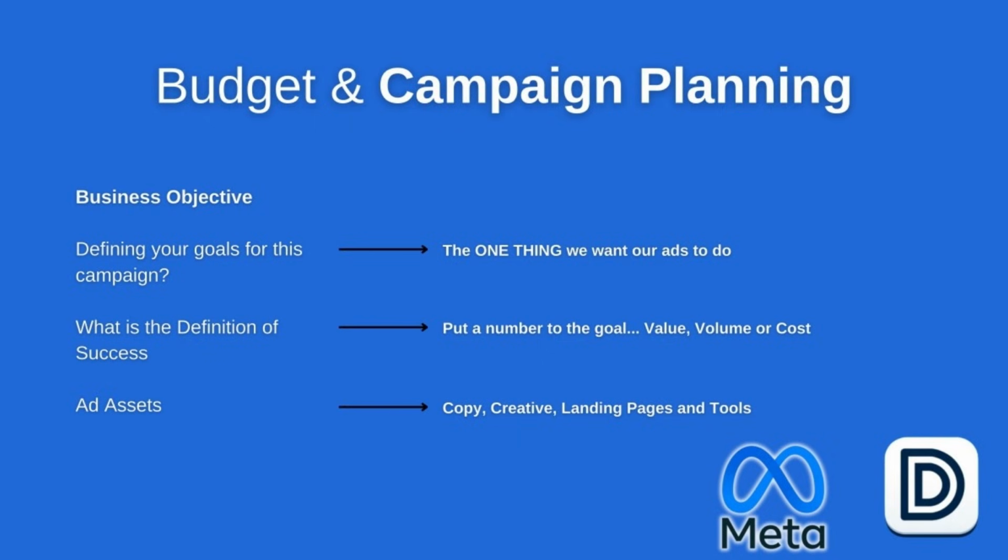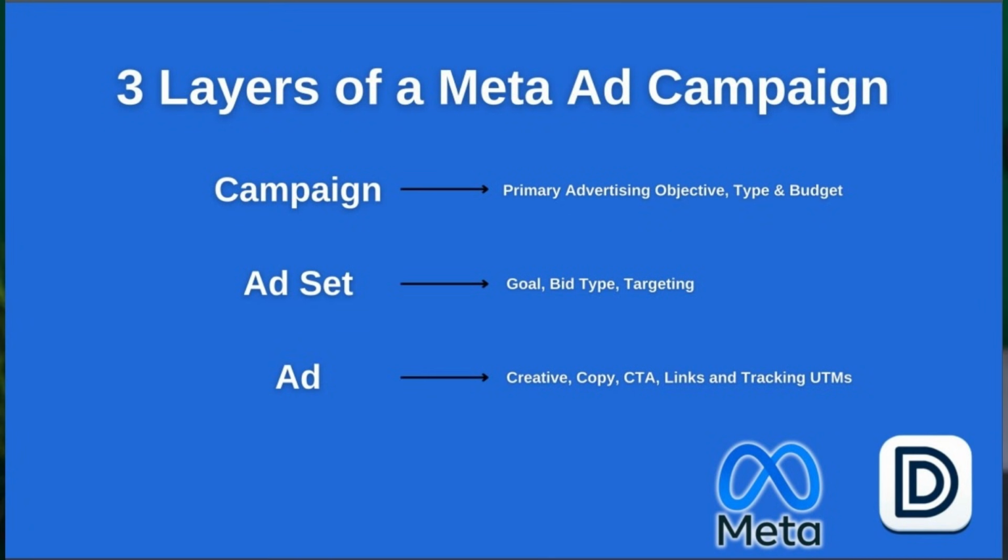This is your copy, creative, landing pages, and any tools that you're going to use. So with all that being said, let's start to break down the 3 layers of a meta ad campaign, starting with the first layer, the campaign level. This is where we choose our primary advertising objective and the type of campaign we want to run and the budget that we want to use.